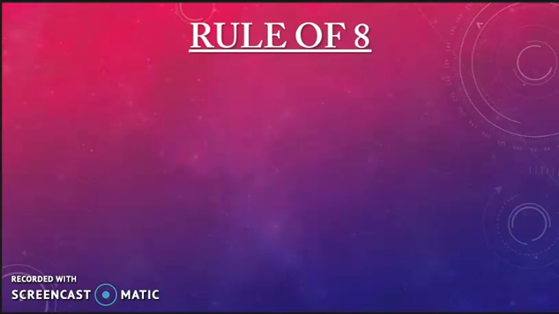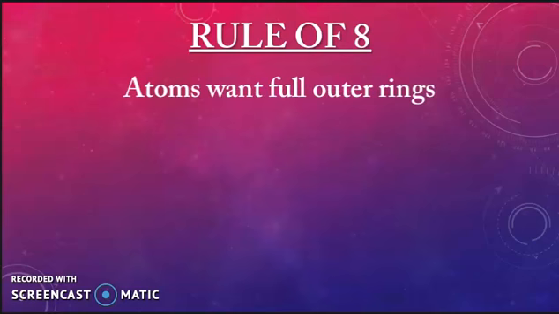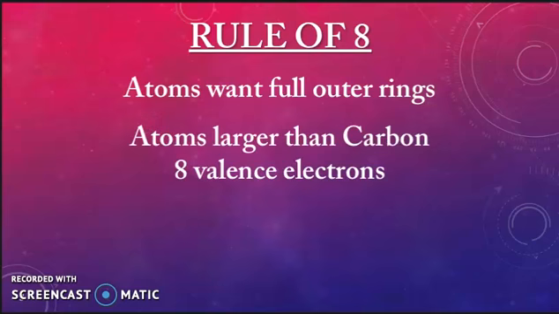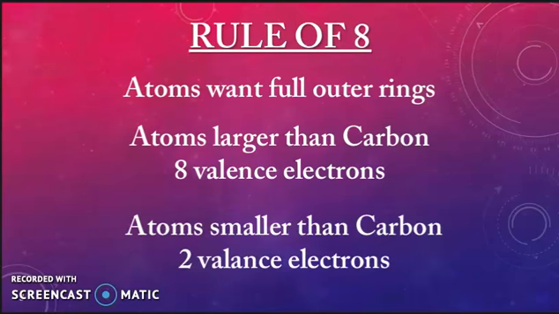So we're going to look back at some review stuff. The first thing we need to review is the rule of 8. This says that atoms want a full outer ring, which is really good. So atoms larger than carbon need 8 valence electrons to fill its outer ring, and atoms smaller than carbon can just get away with having 2 valence electrons in their outer ring.